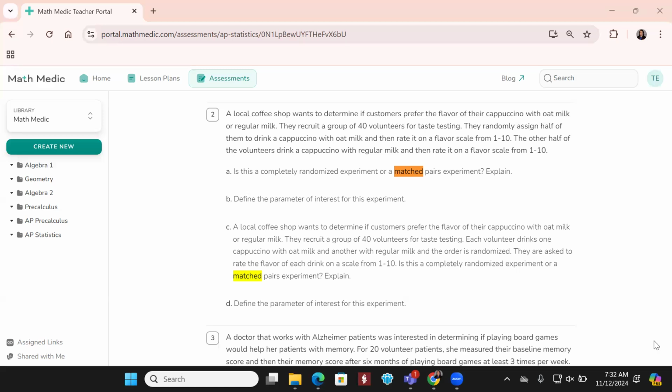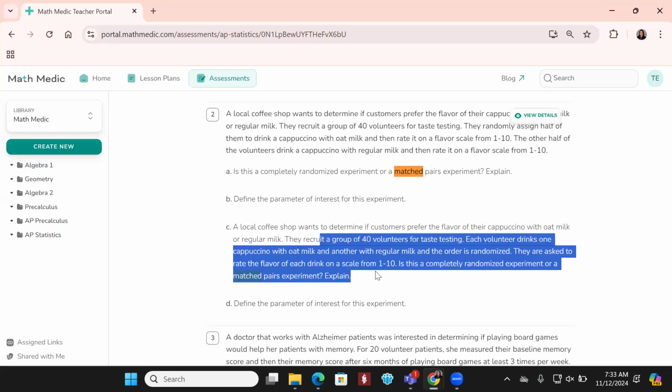Because, let's say you like sweet coffee and I like bitter coffee. Well, if I drink a cappuccino with oat milk, it's not going to be good to me, right? So that's going to be kind of like an influence. So you want to make sure that you're getting both groups from one person. Yeah, in C they are.